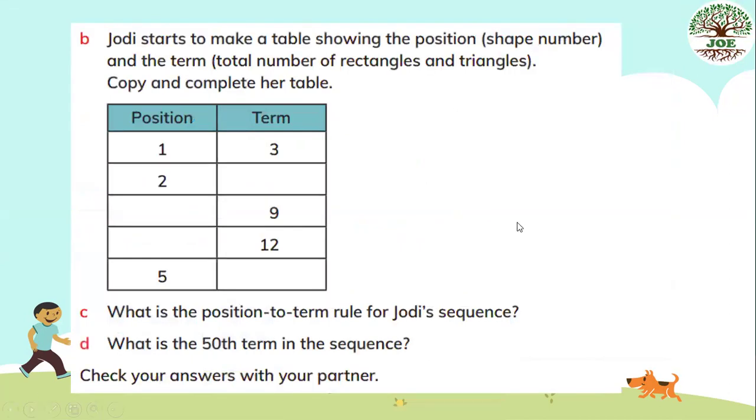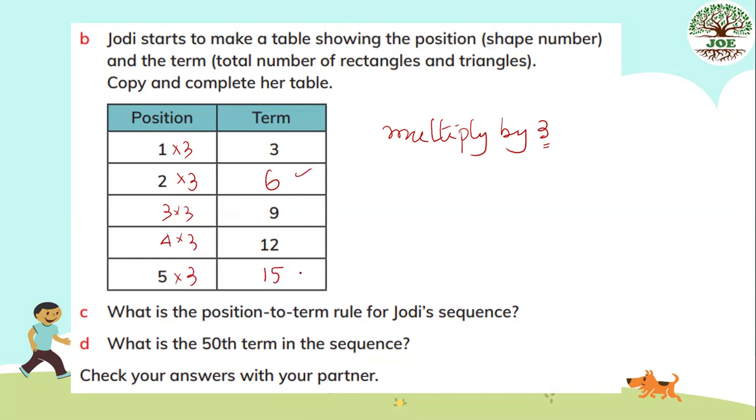Part B, Judy starts to make a table showing the position, shape number, and the term, the total number of rectangles and triangles. Copy and complete her table. It's easy. We have done it once. Our position to term rule is, do you remember? Multiply by 3. 1 times 3, 2 times 3 is 6, 3 times 3 is 9, 4 times 3 is 12, 5 times 3 is 15. We have the 6 and 50 like this.